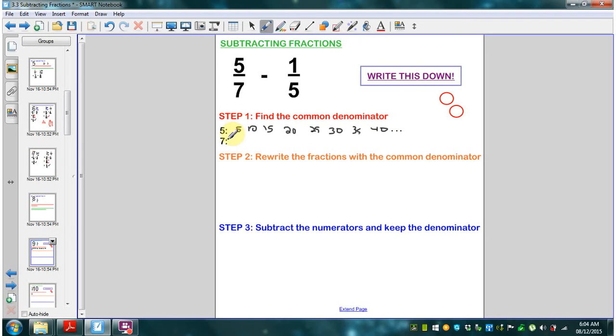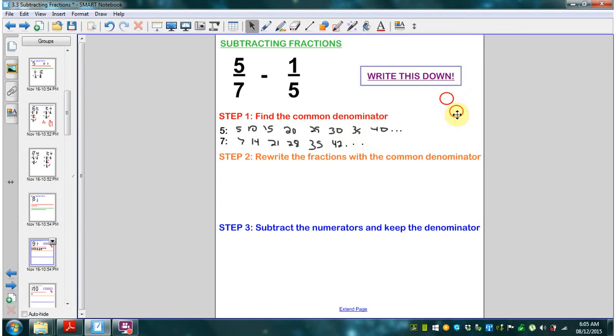Let's see. And then we have multiples of 7. 7 times 1 is 7. 7 times 2 is 14. 7 times 3 is 21. 28. 35. 7 times 5. And 42. And so on.